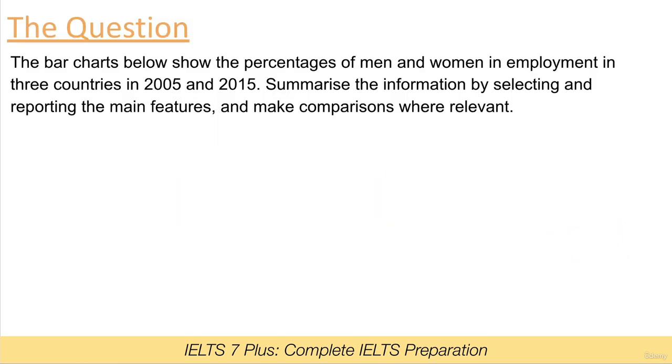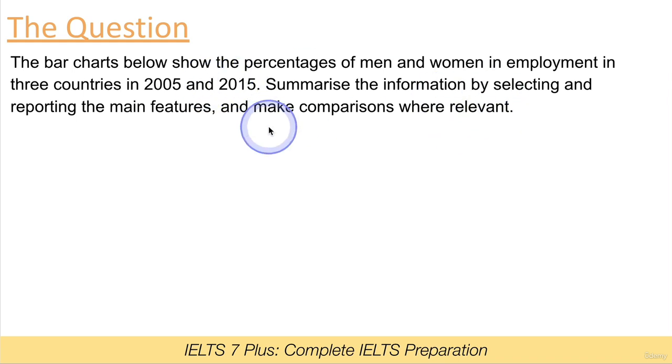Okay, the question. The bar charts below show the percentages of men and women in employment in 3 countries in 2005 and 2015. Summarize the information by selecting and reporting the main features and make comparisons where relevant. All right, so what are we looking at? Men and women in employment, 3 different countries in these 2 years. So already I'm thinking, the bar charts will probably be based around these years.